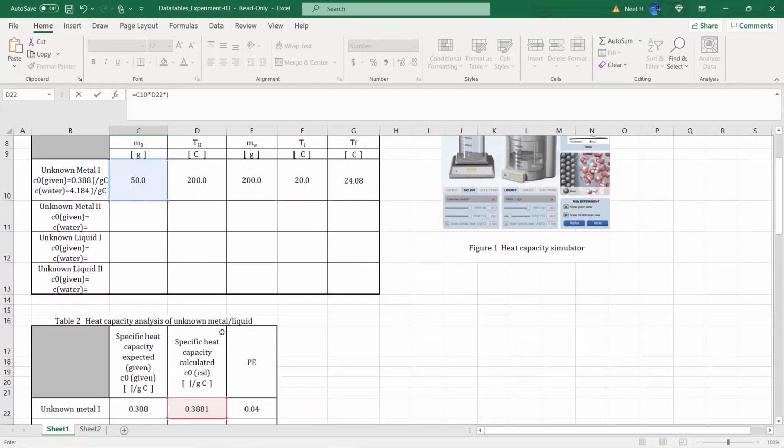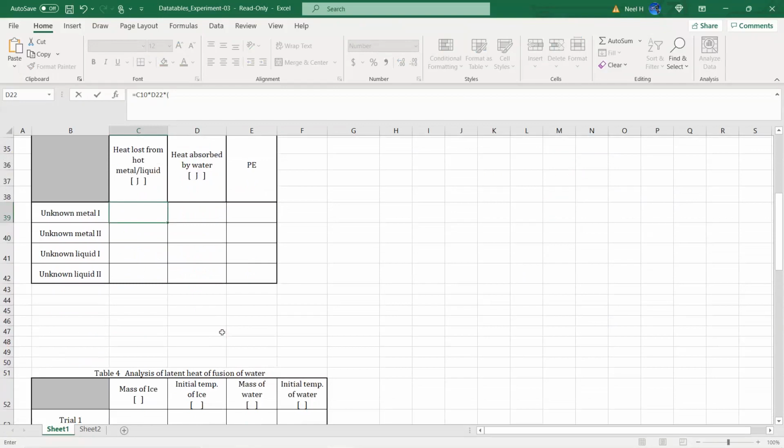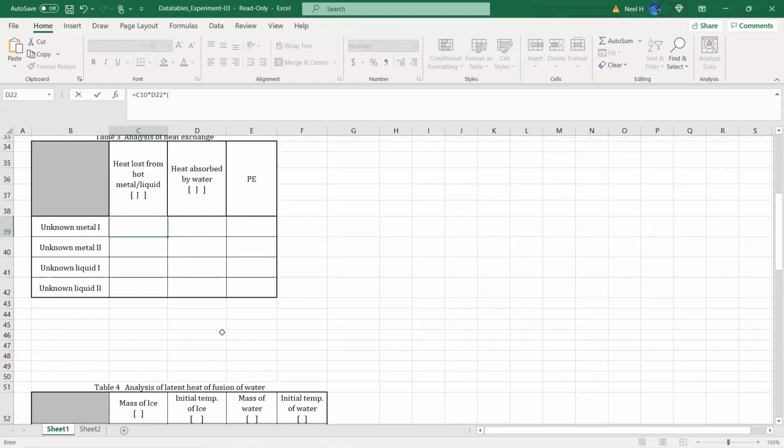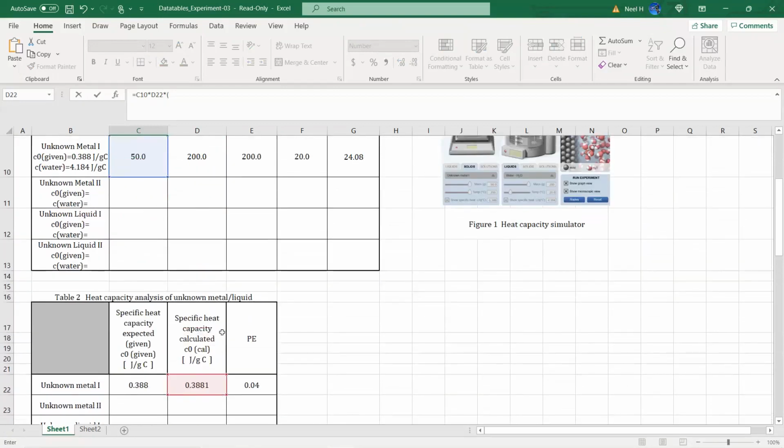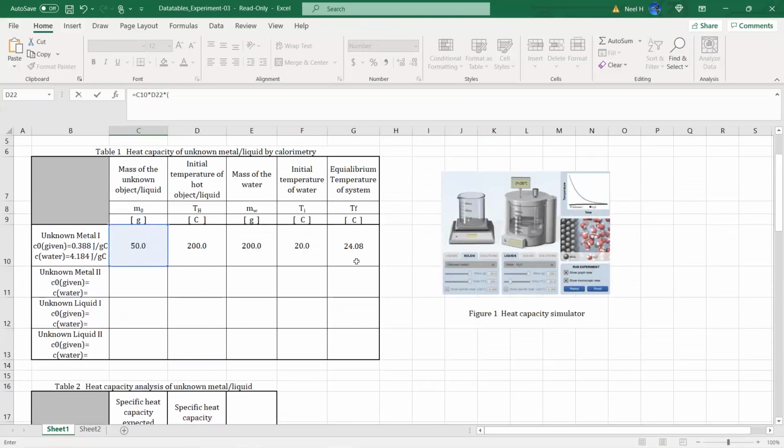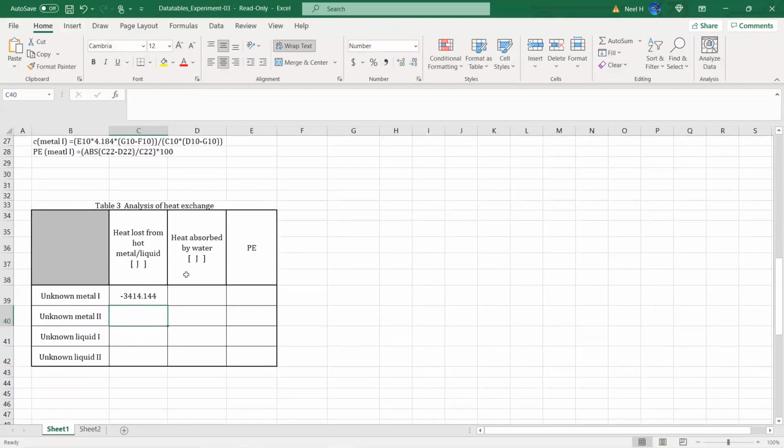Okay, so it is heat loss, right? It should be a negative number. So we will calculate it that way, which means T final minus T initial. So negative 3414.144. You can keep maybe one or two extra decimal places. That's okay. This is more than the significant figures we need. We'll keep 1 decimal place there.